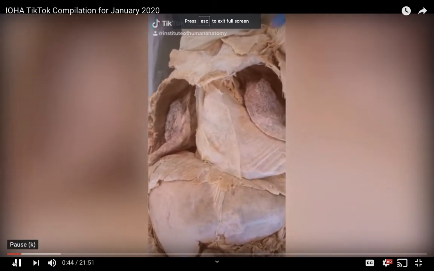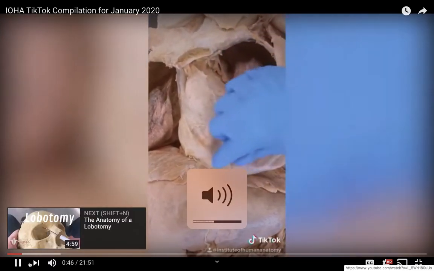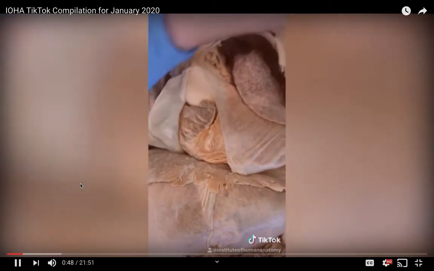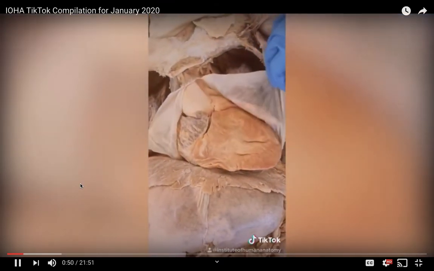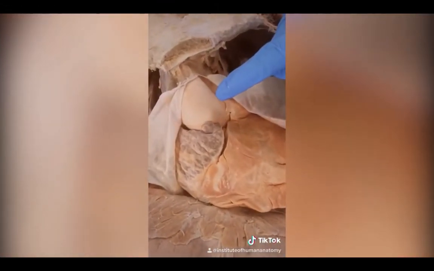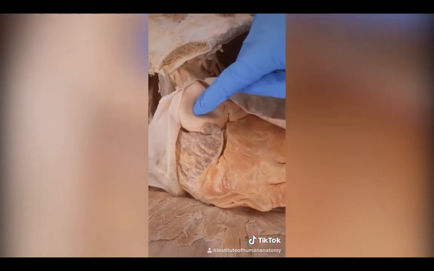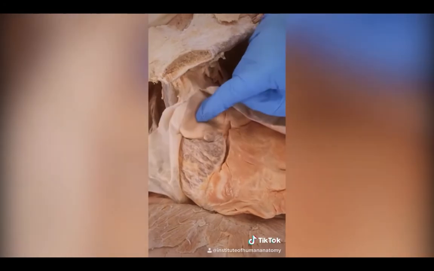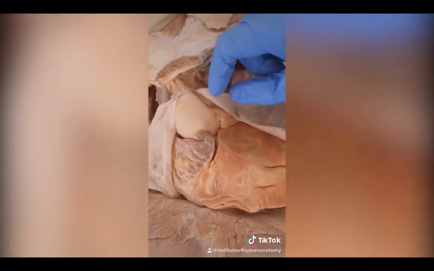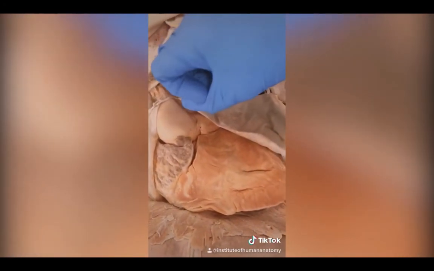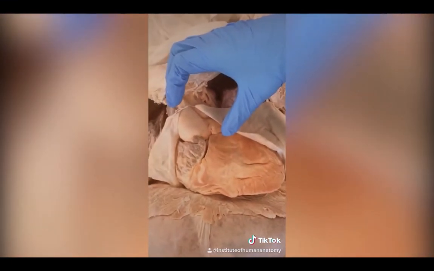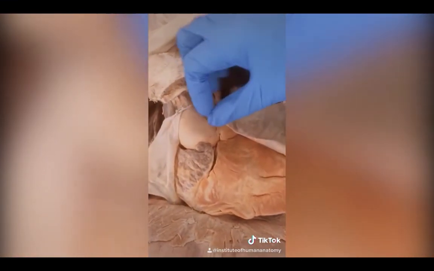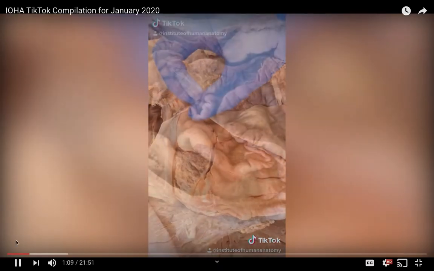The largest blood vessel in the body, the aorta. But in order to see it, I have to reflect back this connective tissue layer called the pericardium, and we can see the aorta. Now this is really cool. Watch what happens. I can push it, and it'll bounce back every single time. The reason why is because it's loaded with elastic fibers that allow it to expand as the heart beats. But this thing is about the size of a garden hose. I want to show you something.